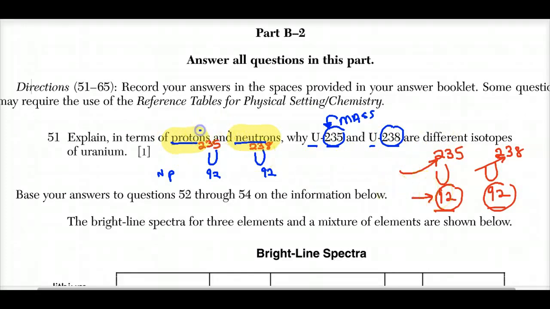Okay, so you've got to say protons and neutrons. And again, same proton number, different number of neutrons, right? The top number is protons and neutrons. The bottom number is protons. Okay, so let's go to the answer booklet.